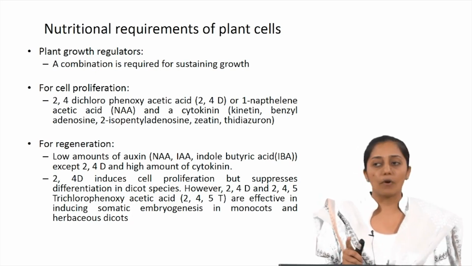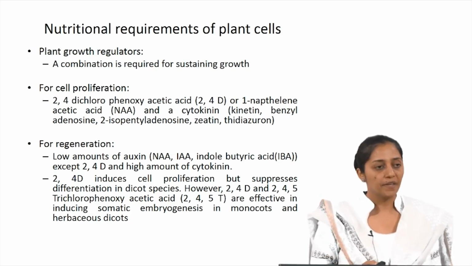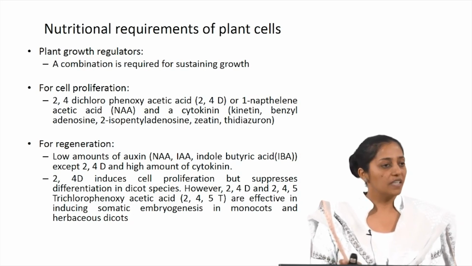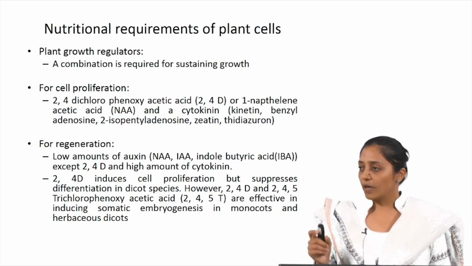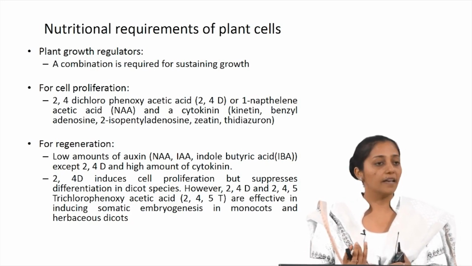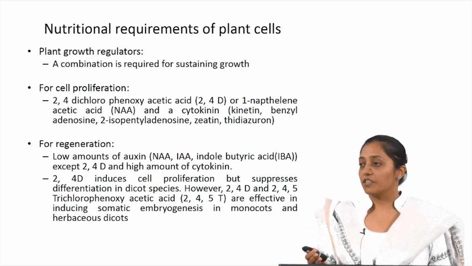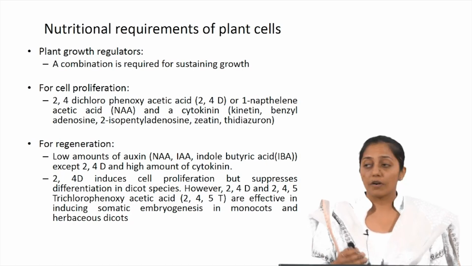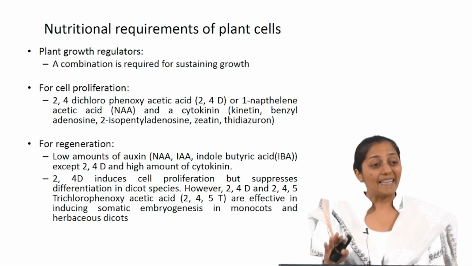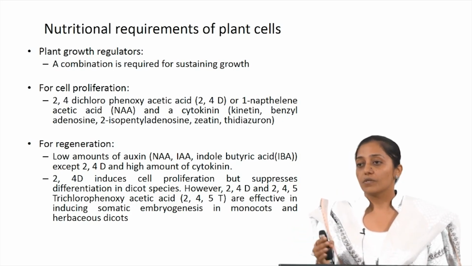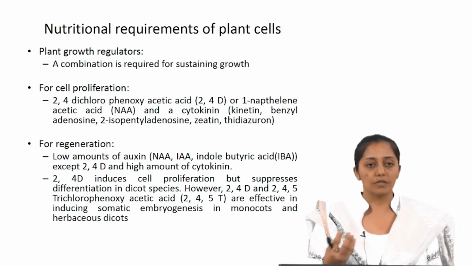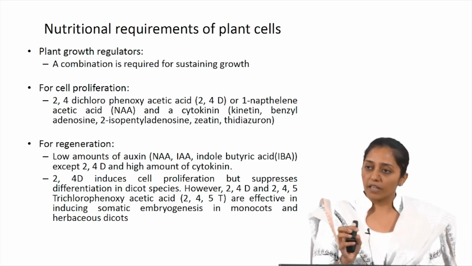Now, when you need cell proliferation, which means cell multiplication, to happen, you use 2,4-dichlorophenoxyacetic acid, which we know as 2,4-D, or 1-naphthaleneacetic acid, which is NAA. So, these are auxins. Then cytokinins like kinetin, benzyladenine, and I said thidiazuron. Now, for regeneration, which needs organogenesis to happen, what is in general found to work is you reduce the concentration of auxins and increase the concentration of cytokinins. Generally it is seen that once you reduce the ratio of auxin to cytokinin, it leads to organogenetic events.